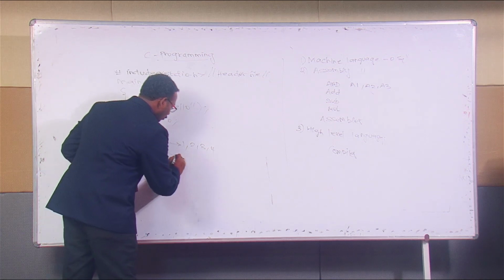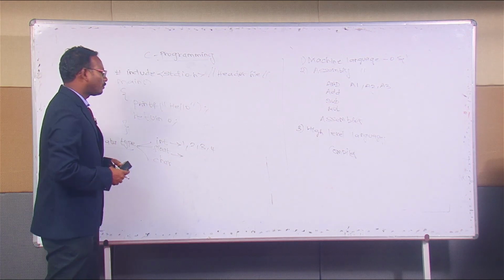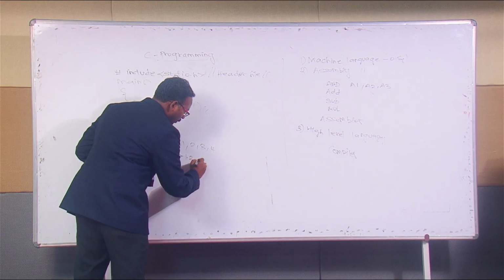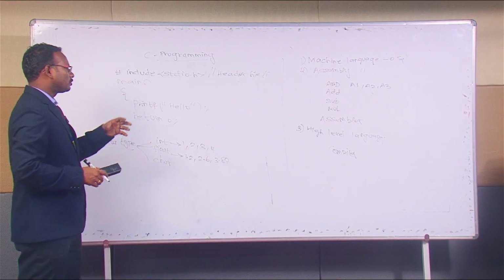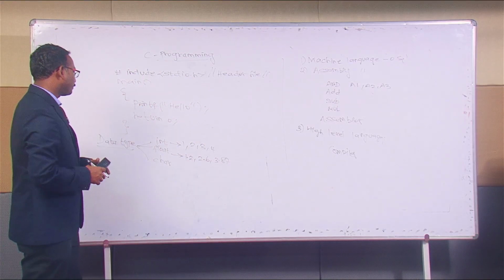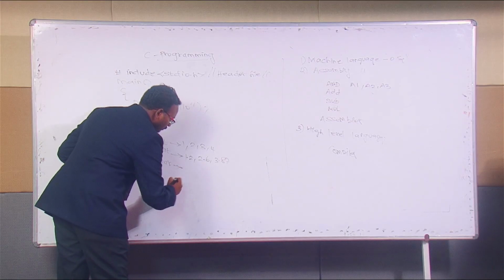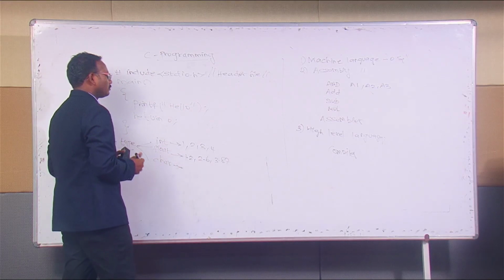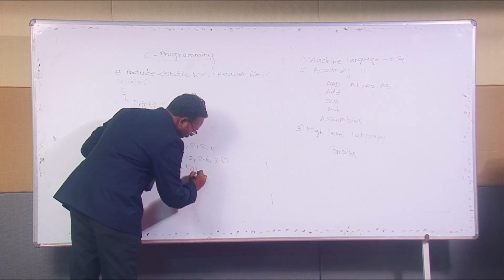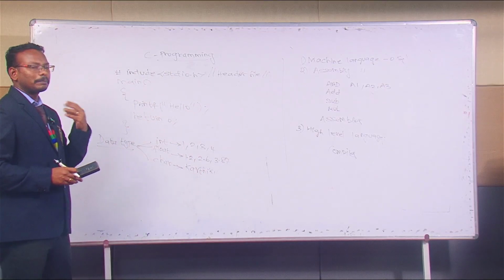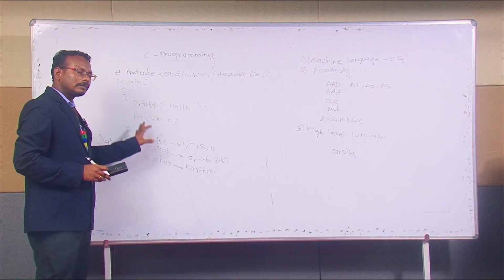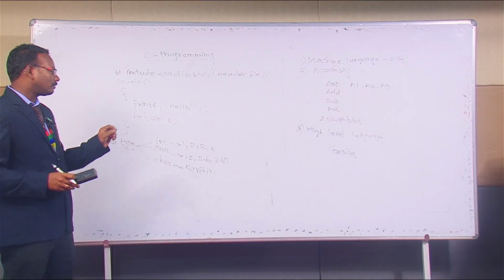And float is for real value numbers, for example 1.1, 2.6, 3.87. Decimal value numbers should be represented using float. For character, the names, for example Karthik, should be represented using the data type char. These are the various data types used in C.